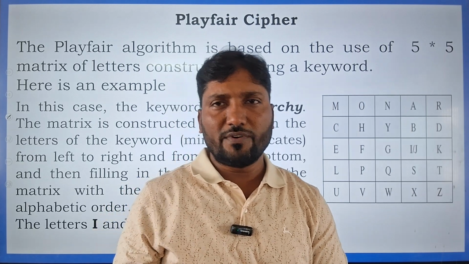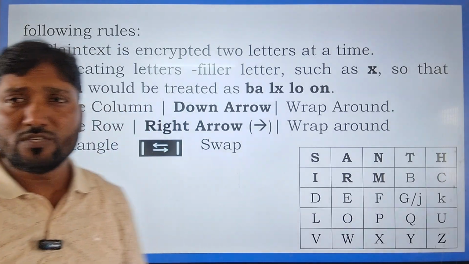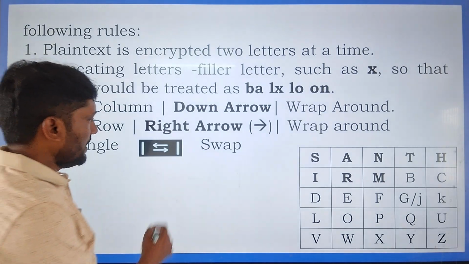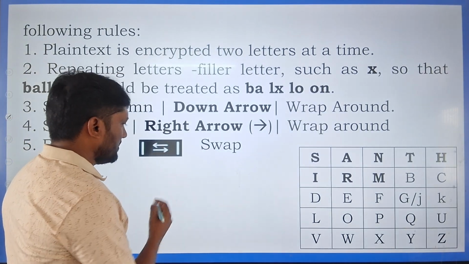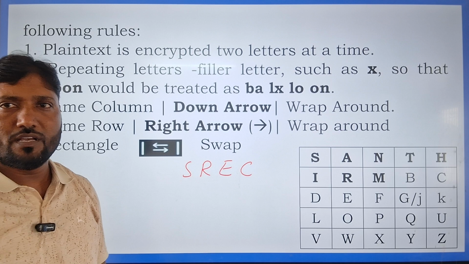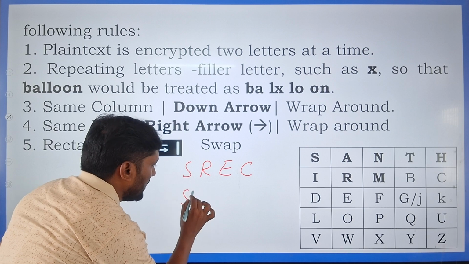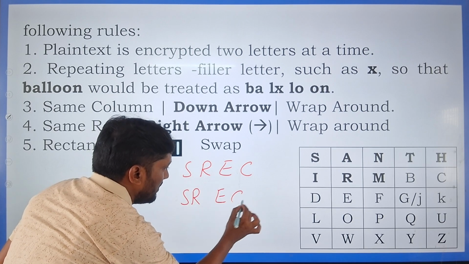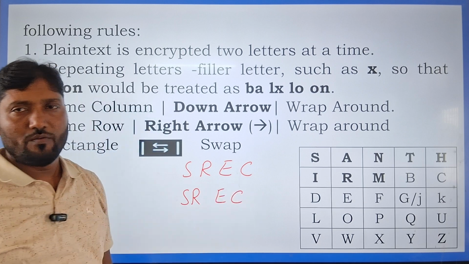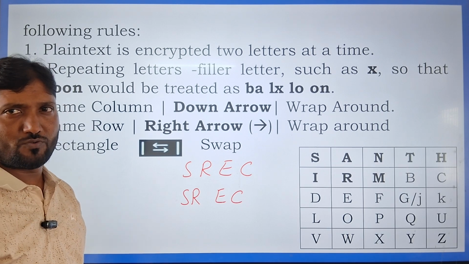Later, to generate the ciphertext, we have to follow some rules. What are the rules? The first rule is that the plain text is encrypted two letters at a time. Suppose SREC is my plain text. Now how can we generate the ciphertext? At a time we take only two letters: SR is one pair and EC is one pair. That means we take pairs of letters to generate the ciphertext. This is the first rule.